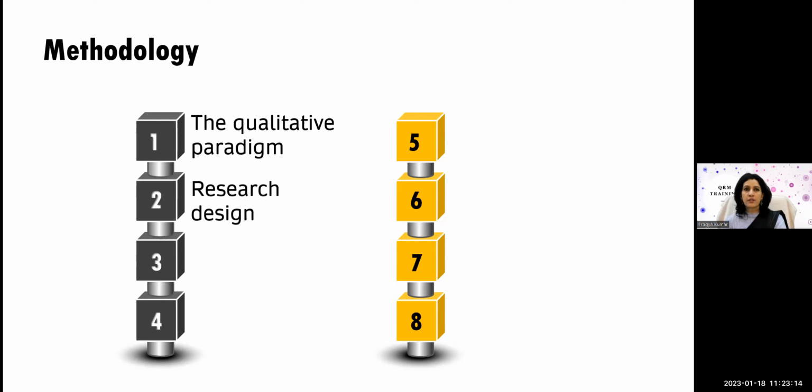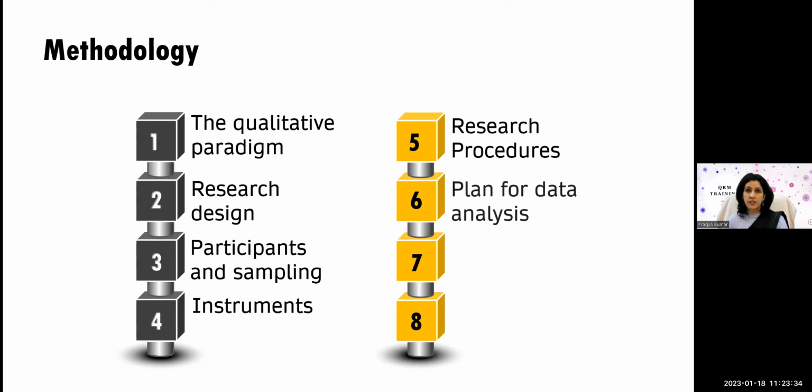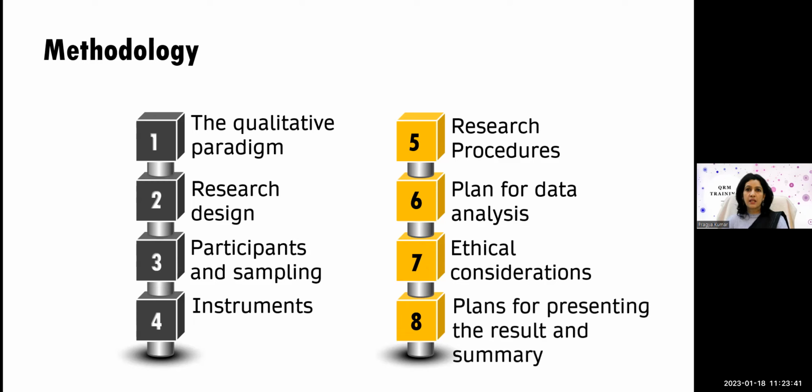Then you write your research design. We have discussed the types of research design yesterday. The type of research design which you want to use for your central phenomena or for your purpose statement, that you should write. Then you should write about the participants and sampling, then the study instruments, then the research procedures, then the plan for data analysis, how you are going to do the data analysis, ethical consideration, and plan for presenting the result and summary. So that's the thing.